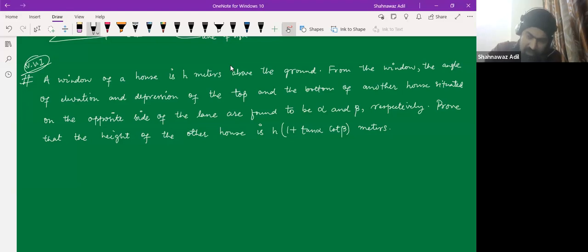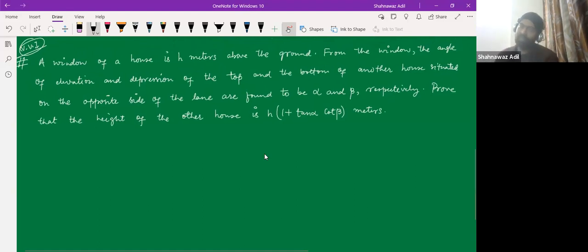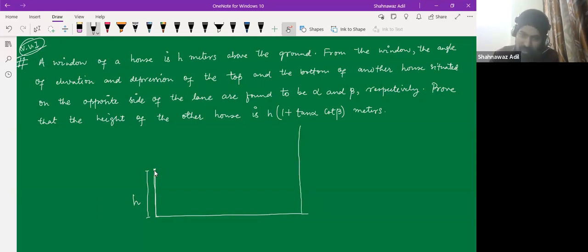So let me just tell you the question. We have two houses, right? One house is this one, and this is the window of this house at a certain height, h. This is the ground. This is one house at some height h, and then this is some lane, and we have another house situated at some distance.